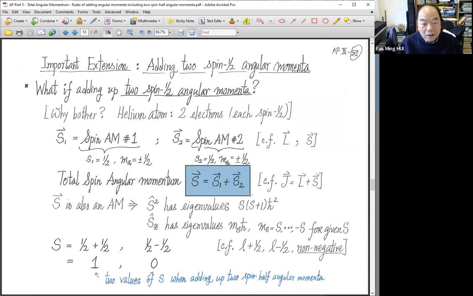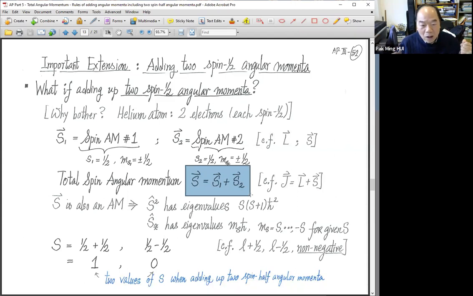You may wonder, in what situations will this be applicable? Think about the helium atom. You have 2 electrons. Each electron has spin half. So you have a situation where you have two spin half electrons. We want to define the total spin angular momentum of this two electron system. In this situation, we need to know how to add two spin half electrons. Although the applications nowadays are much wider.